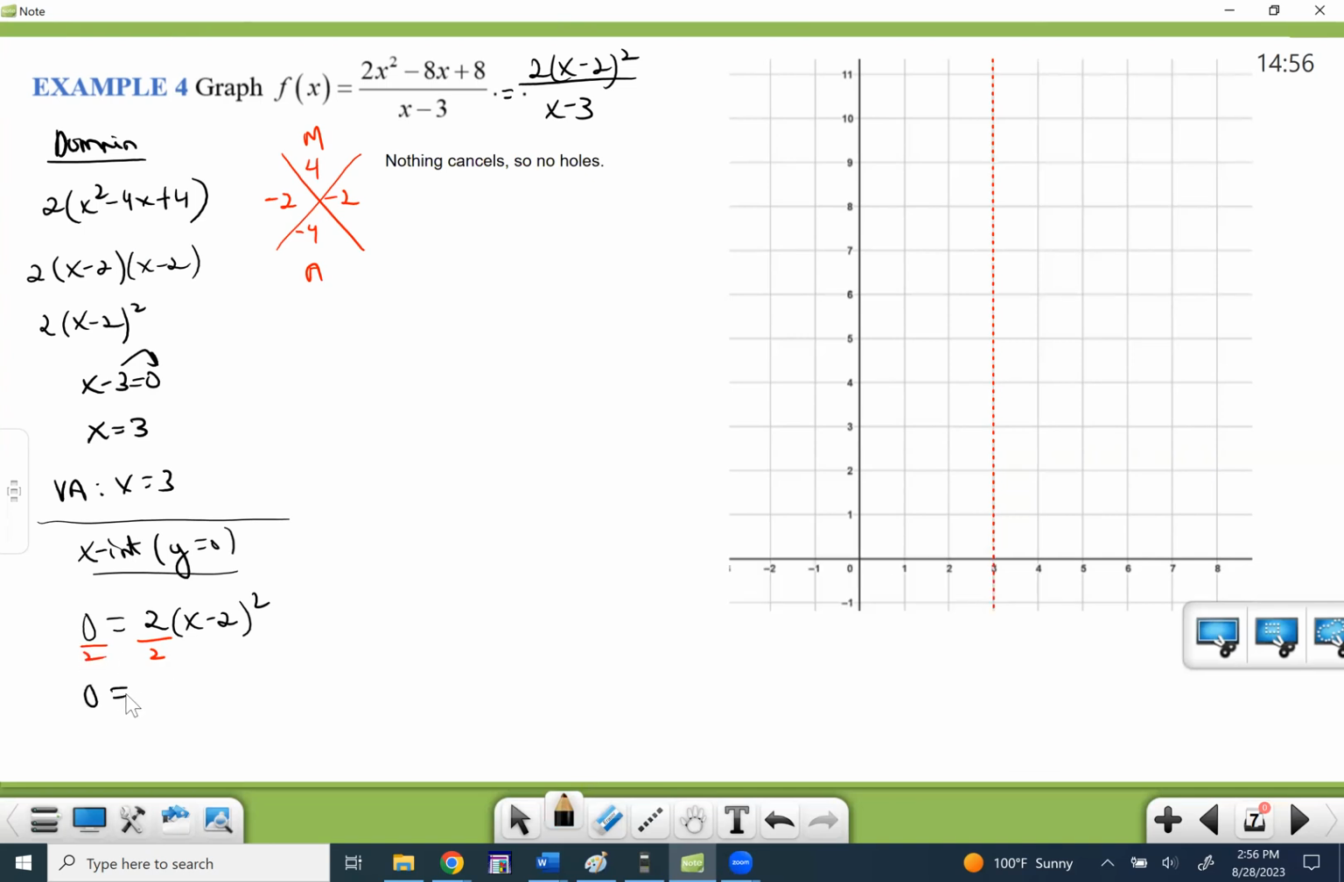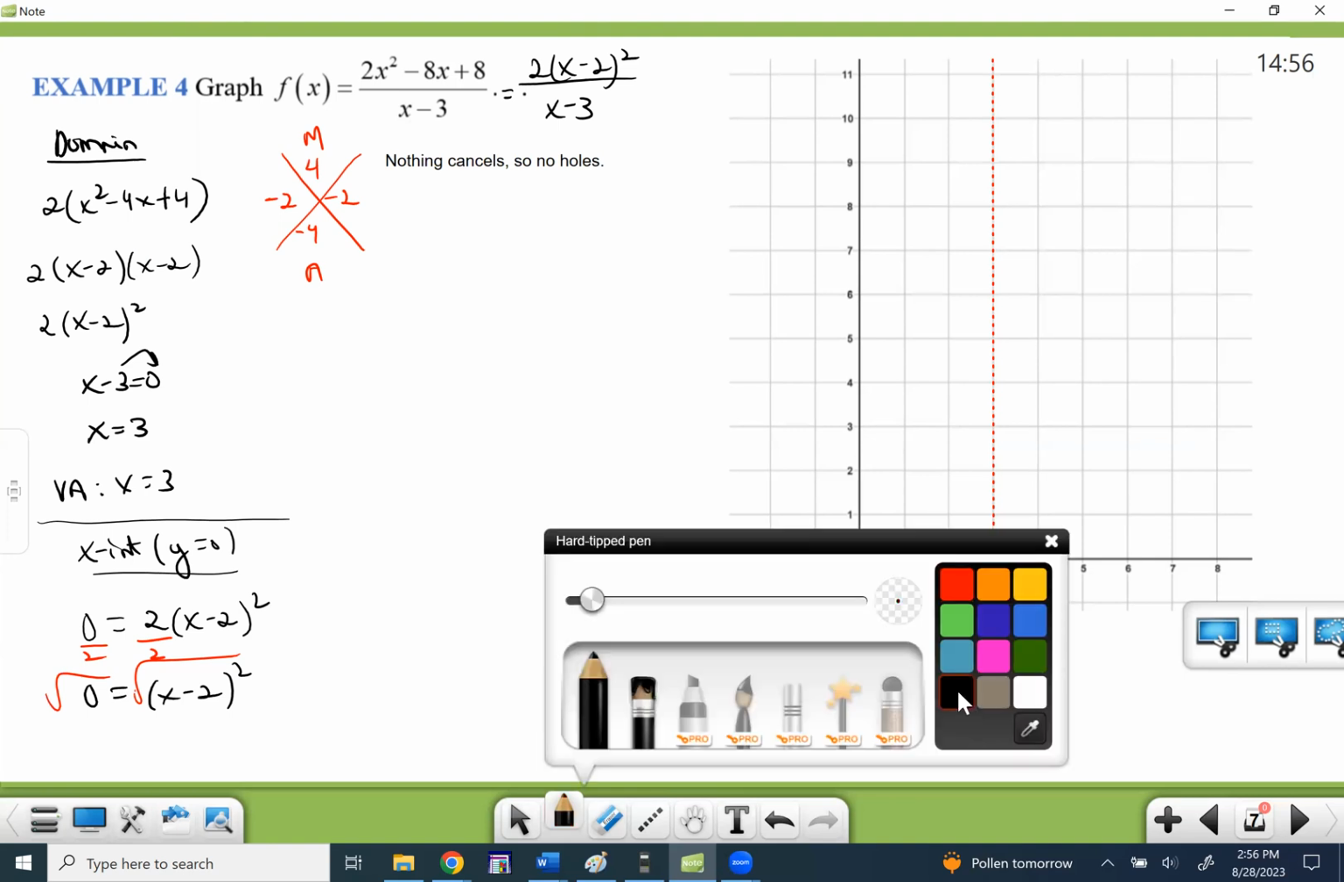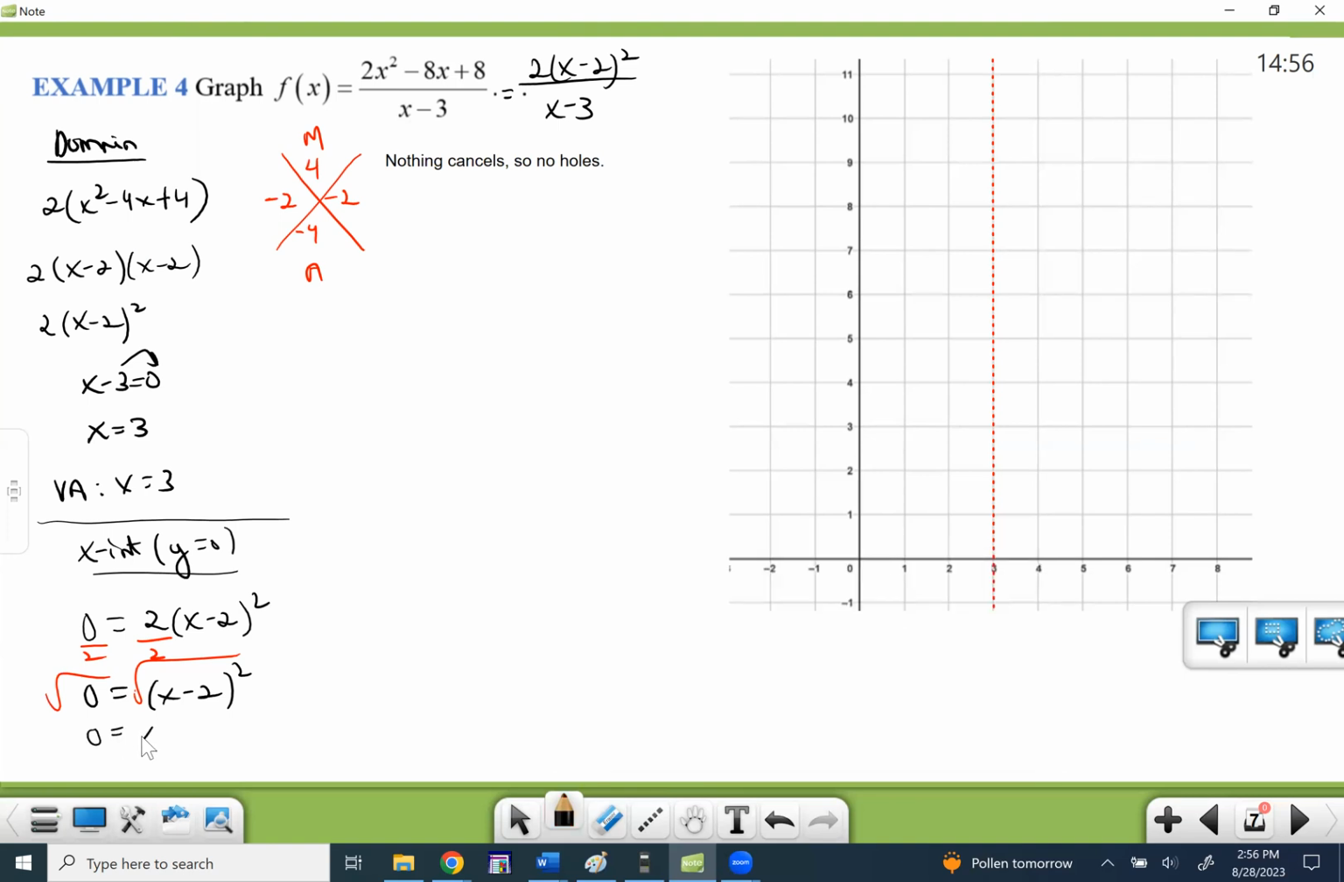So we get 0. And you can really see that it would have to be 2 here, right? Because if you plug a 2 in, 2 minus 2 is 0, right? But if you want to keep going with the math, square root. And now it's probably much easier to see. You'd have to add the 2 over to make it positive, right? That 2 over to the other side. Okay, so (2, 0) is going to be our x-intercept.